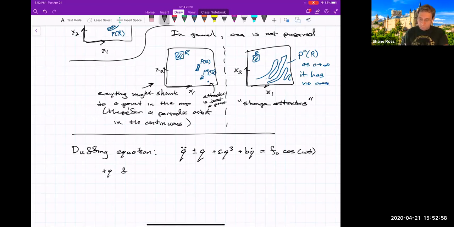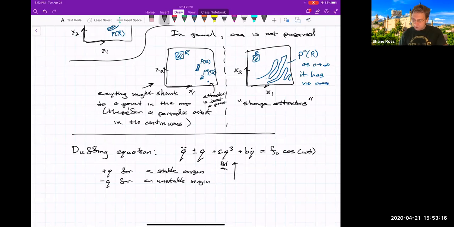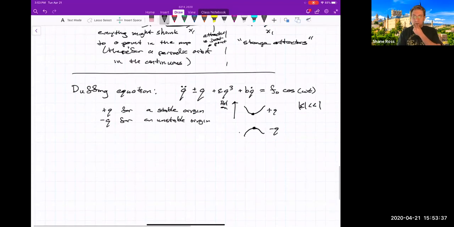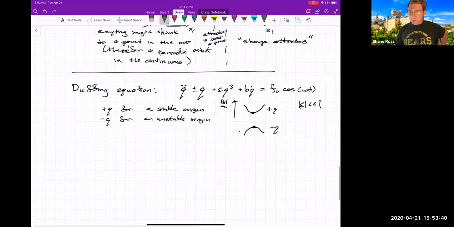Plus Q for this means that you've got a stable origin, and minus Q for an unstable origin. If you want to think of it in terms of a potential energy, here's potential energy. Plus Q means that the origin is the valley of the potential energy, and minus Q makes this into the top of a potential energy. We usually think of the magnitude of epsilon as small. And so this equation describes a few different things.